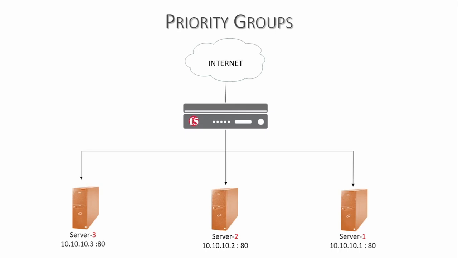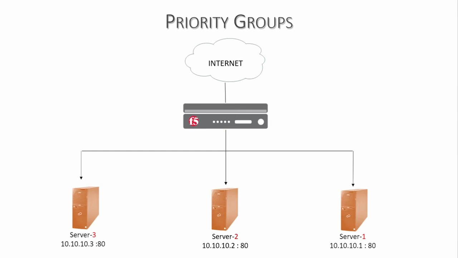And it's different from load balancing methods because load balancing methods decide how traffic is going to be distributed between pool members. But in priority groups, we first specify how many pool members we want to have available at a time. Then we assign a priority number to pool members, and members of the same group will have the same priority number. Then BigIP will prioritize the groups with a higher priority number. So basically, a higher priority number means higher priority.